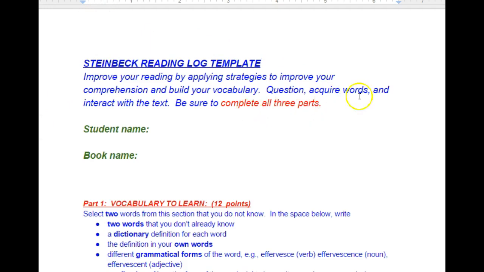But basically, you're looking at 3 different parts. The first part is learning vocabulary. The second part is using reading strategies. And the third part is summarizing with a question answer. And the points are listed for those here.